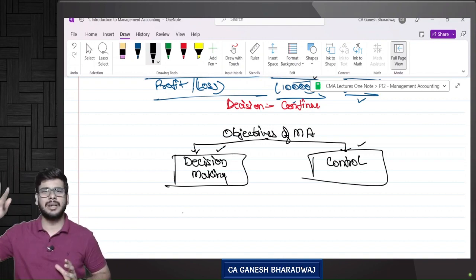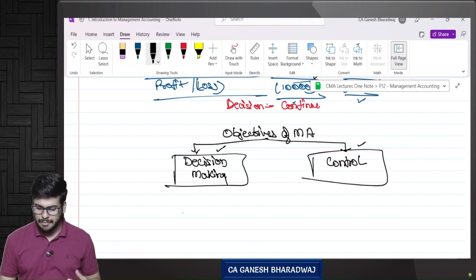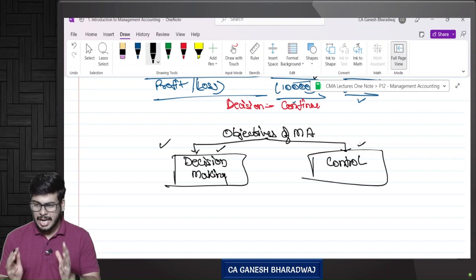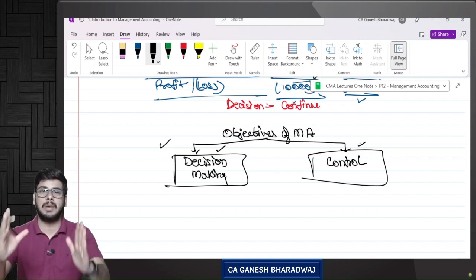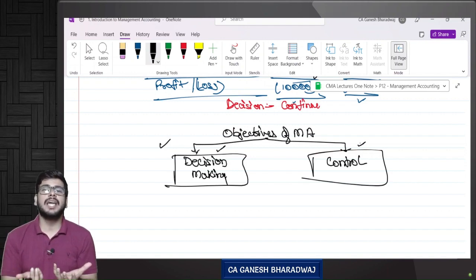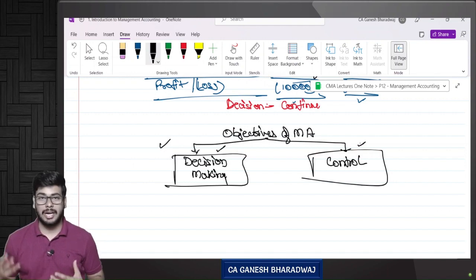See how interlinked it is. If you see, all the chapters that we see here revolve around decision making and control. Control means ensuring that the entire organization's objectives are going as per a plan. You have a plan, you compare that with the actuals, and then any differences between the two need to be properly addressed. This is called control.